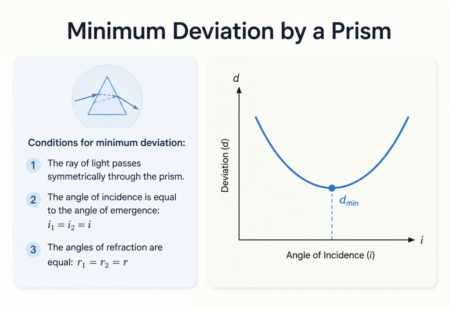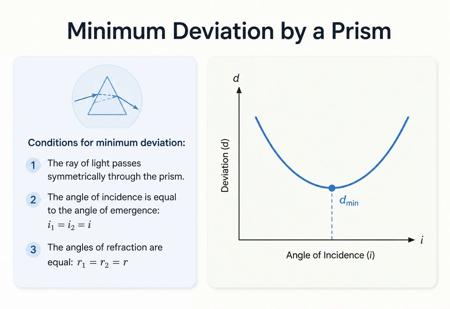There is a special case called minimum deviation. If you continuously change the angle of incidence, the deviation angle changes, forming a U-shaped curve on a graph. It reaches its absolute minimum value when the light ray passes perfectly symmetrically through the prism.